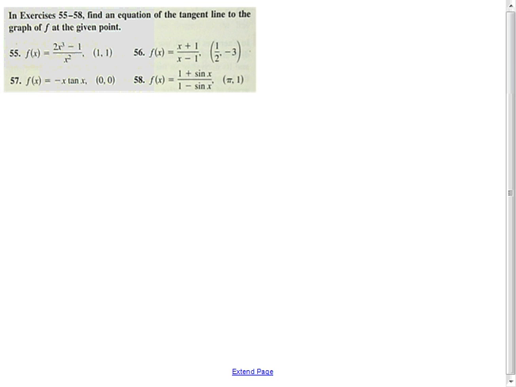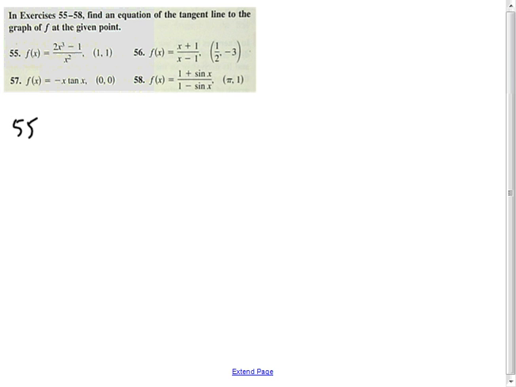55 is another problem asking us to find the equation of the tangent line at a given point. And again, we know to find the equation of a tangent line, to write the equation of any line, I need to know the slope, and I need to know at least one point on the line. So on number 55, we're over halfway there because we've got the x and y coordinate of a point on the line. So now I need to find the slope, and that's what the derivative helps me to find.